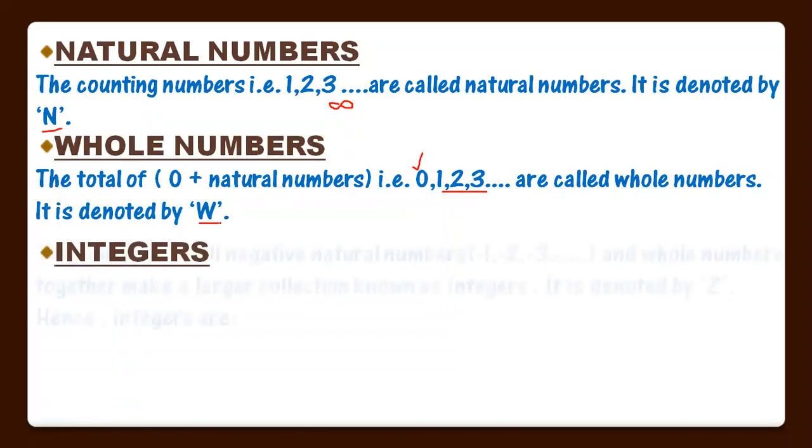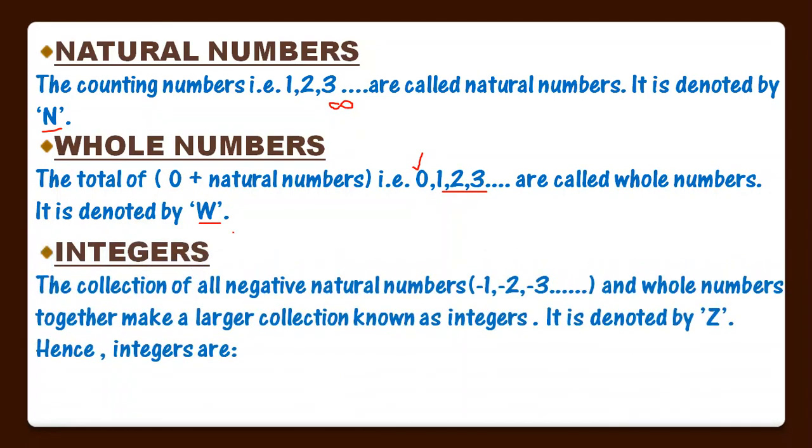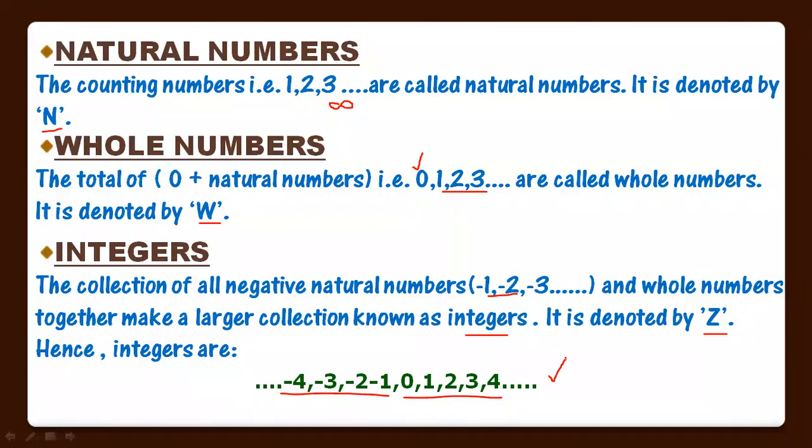Then comes integers. The collection of all negative natural numbers. जब हम minus का sign लगा देते हैं natural numbers में, they become negative natural numbers, and together with whole numbers make a larger collection known as integers and they are represented by Z. So integers are negative natural numbers, they move on this side, and whole numbers. This entire collection is Z.